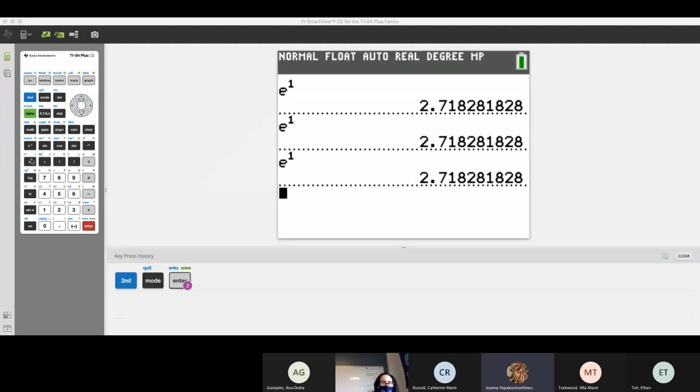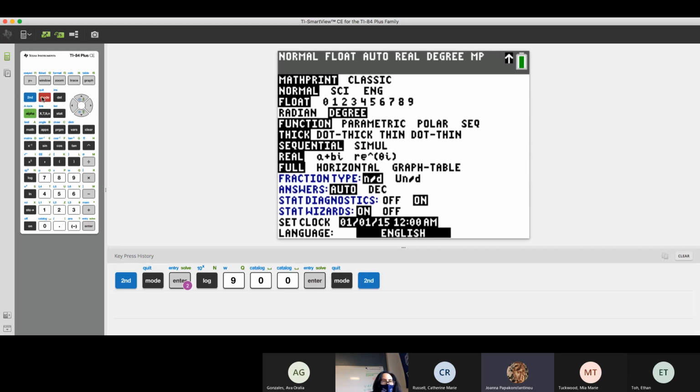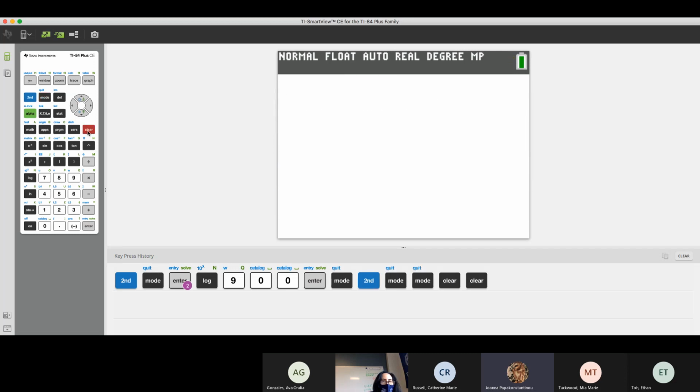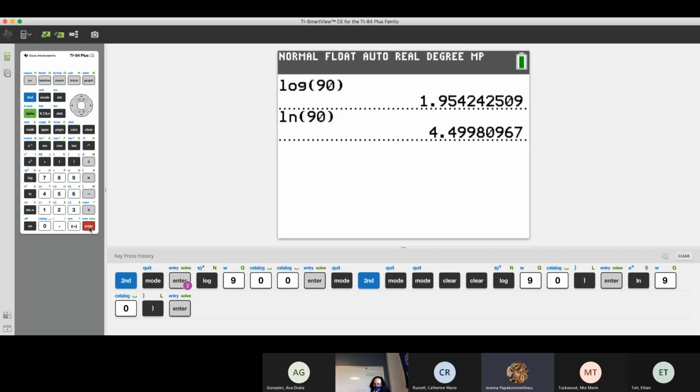Okay, so here's the log button. So if I'm taking the log of a number, so I don't know what we did the log of before. 90. So there's the log. So if I take the log of 90, there it is. And then if I take the natural log of 90, there it is, right? So 4.5.